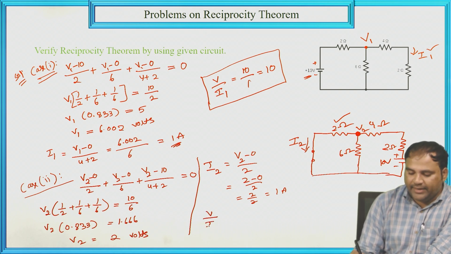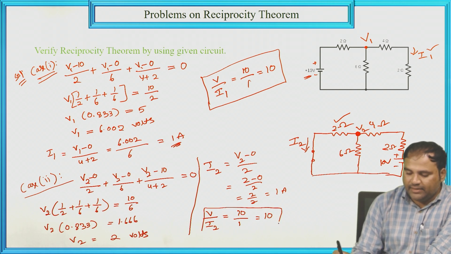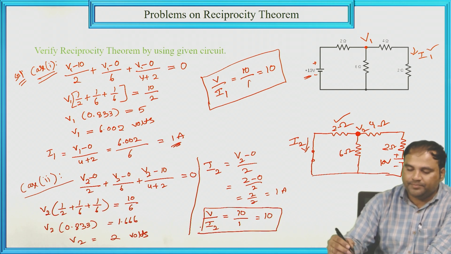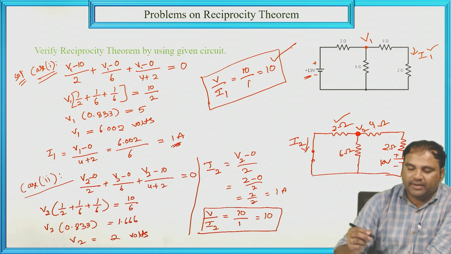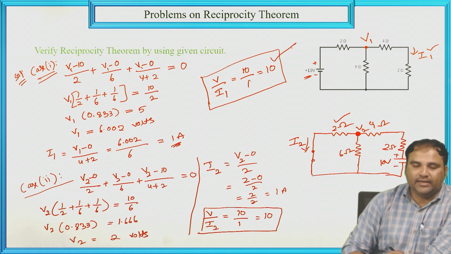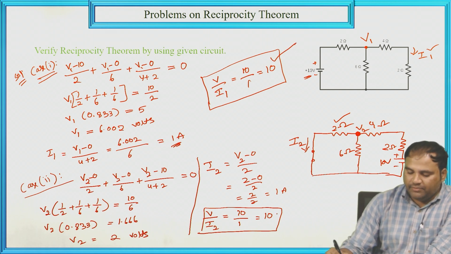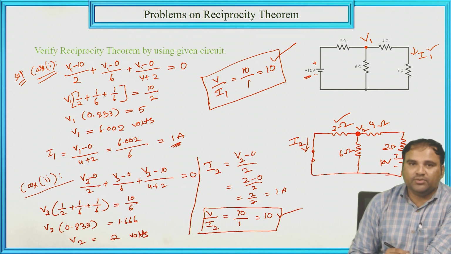Now we have to find out the voltage and current ratio, that is V divided by I2. So what is V? 10. What is the I2 value? 1, that is equal to 10. So now you can see here, in case 1, V divided by I1 is equal to 10. In case 2, V by I2 is equal to 10. So both the answers are the same.